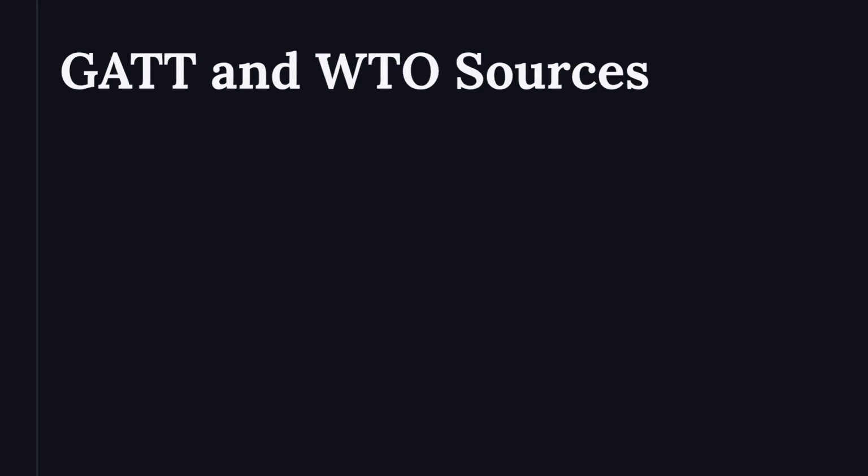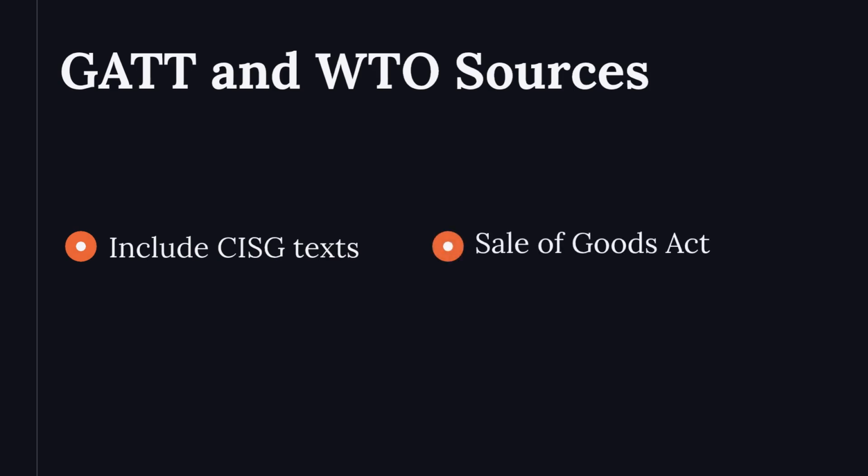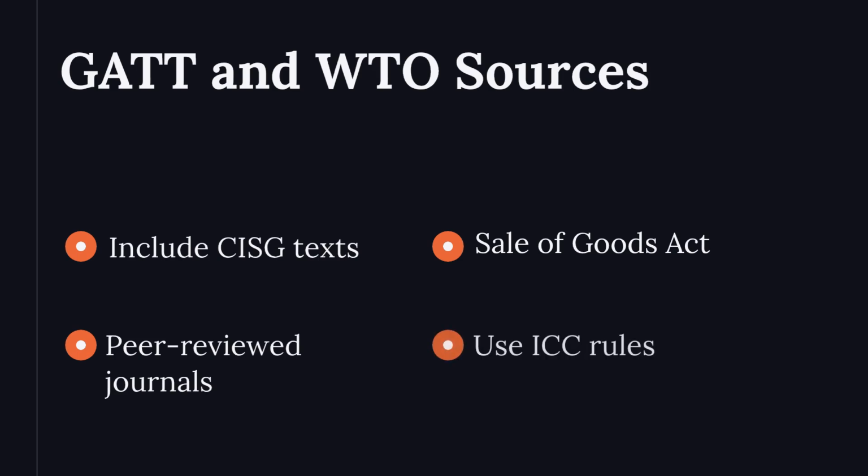Use GATT texts and WTO materials as primary sources. Include CISG and the Sale of Goods Act. Secondary sources should include peer-reviewed journals. Use practitioner sources like ICC rules. Evaluate the credibility of all sources.